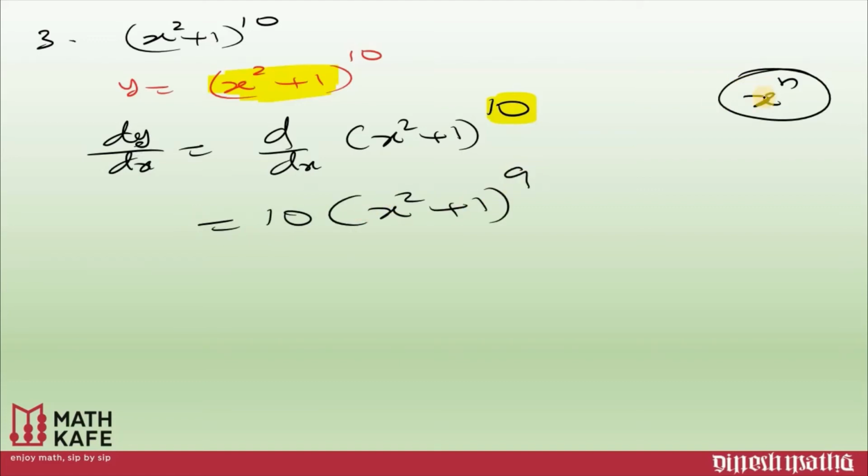Again, if you observe, whenever I am differentiating x to the power n, this x never gets changed. Only the power is changing, and that becomes n x to the power n minus 1. See, the x remains the same, x never changes. That is why 10 into (x square plus 1) raised to 9.